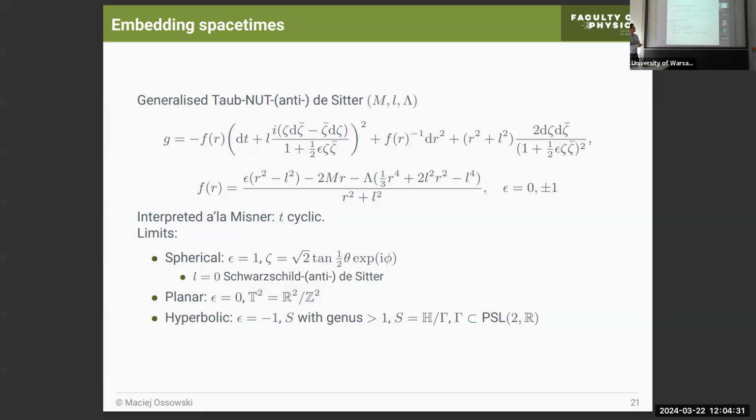Generalized in the sense that we have this additional parameter epsilon, which determines the sign of the curvature of this distinguished family of two surfaces. So if it would be equal to 1, then after some change of coordinates, we would just get the Taub-NUT solution, or putting L equal to 0, just Schwarzschild. However, we can still do two other cases.